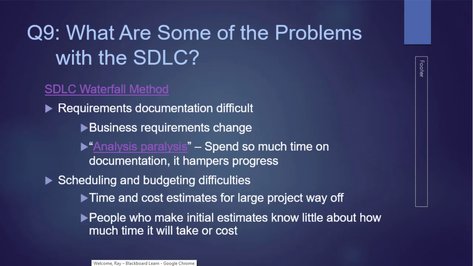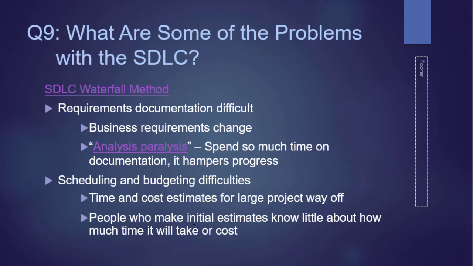So question 9 is, what are some problems with the system development life cycle? With that system development life cycle waterfall approach, getting the requirements documentation can be difficult. Analysis paralysis might take place. That's where you spend too much time on the documentation and not enough time on doing things. Because you're trying to document everything, it can take years to develop a system and get it going.